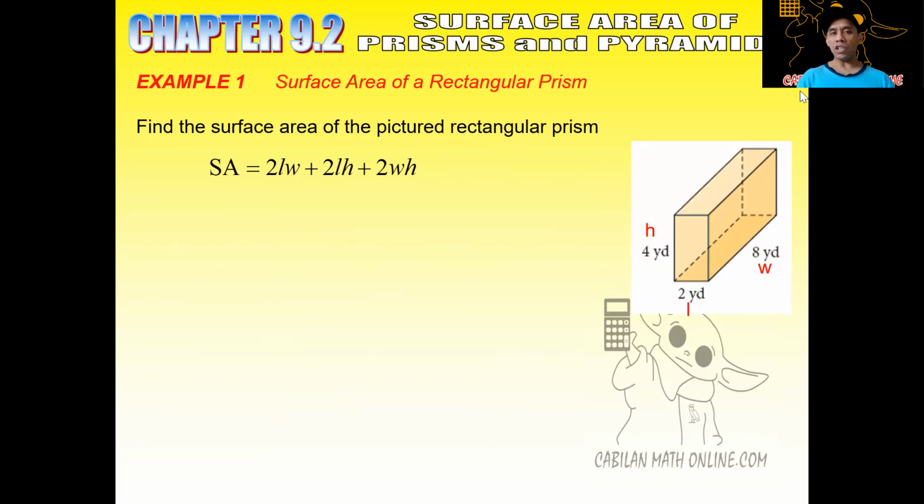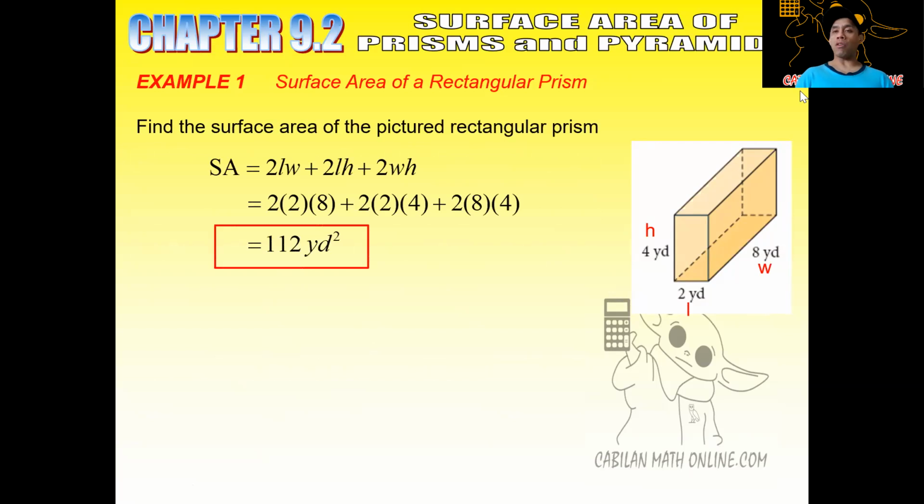We're going to put these numbers in. We're going to substitute each of those letters with these numbers by putting it into brackets. And with a scientific calculator, if you put that all in one step and carefully do it, you should get 112 square yards.